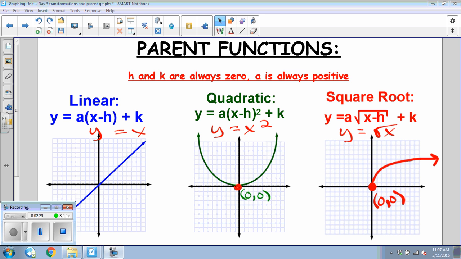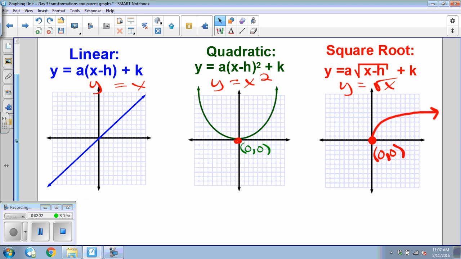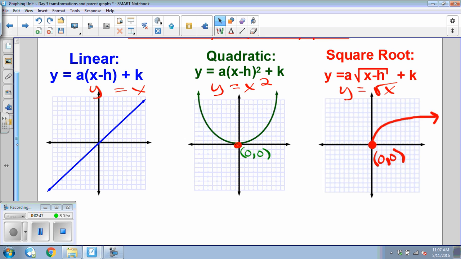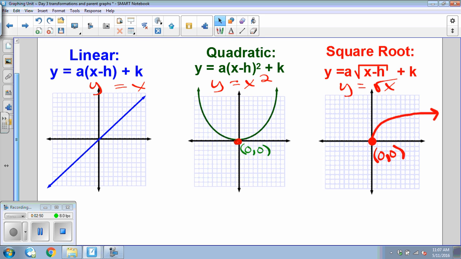So in a linear equation, the parent function is just y equals x. It's a diagonal line that goes through the origin. Okay? You good? In a quadratic, it's just y equals x squared. It's a regular parabola that opens up and the vertex is at the origin. That's the parent function. Square root is y equals the square root of x.